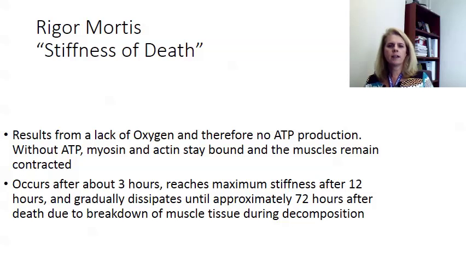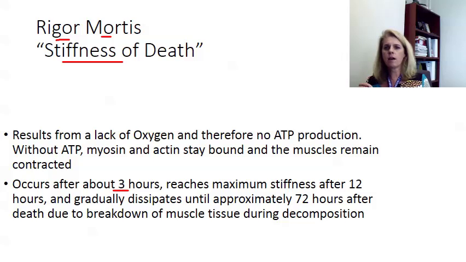Okay, so finally, as we learn about anatomy and physiology, we like to talk a little bit about some practical application. One of the things I wanted to talk to you about today was rigor mortis, a term that literally means the stiffness of death. Mort means death, rigor stiffness. This occurs about 3 hours after death, and it maximizes about 12 hours after death.